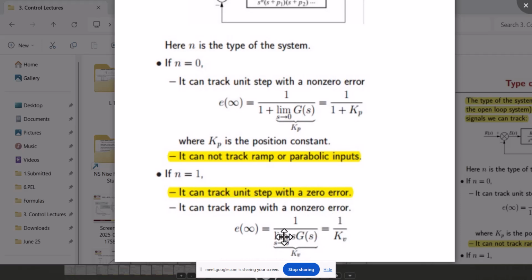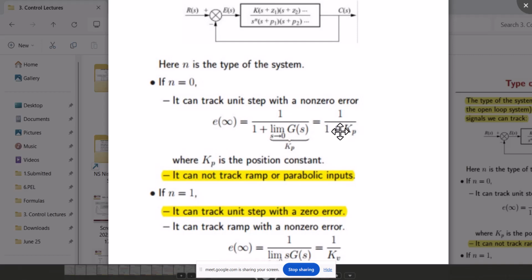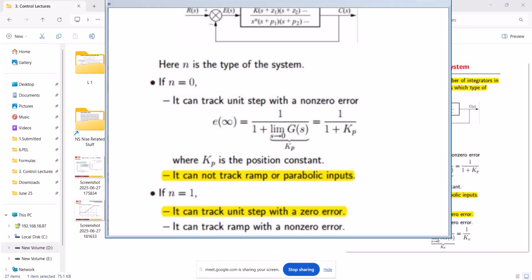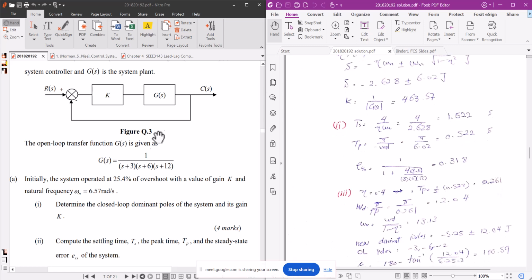Okay, so steady state error is 1 over kv. Here steady state error is 1 over 1 plus kp. So coming back, our steady state error will be, this is a type 0 system, so it will be simply 1 over 1 plus kp. This is kp, 463.5 over 3 into 6 into 12. So you calculate this with the calculator and you will get 0.318, that is 31.8% steady state error.